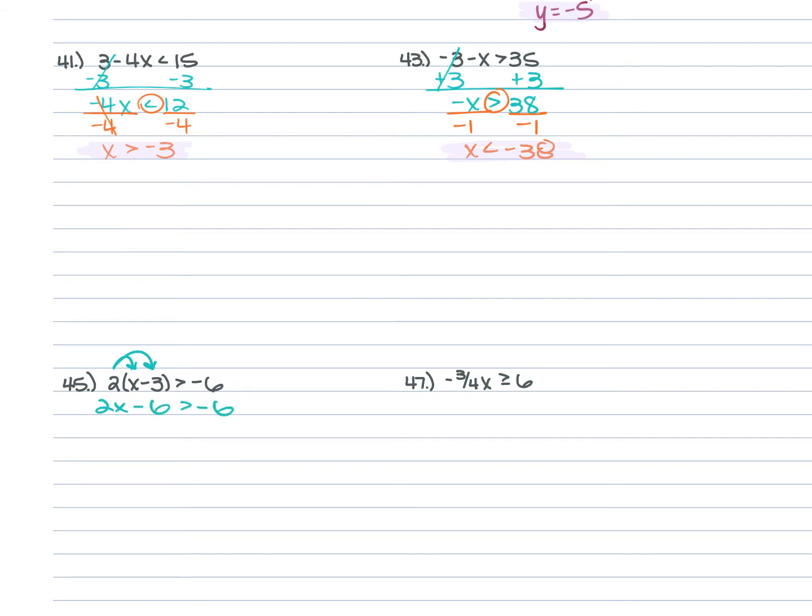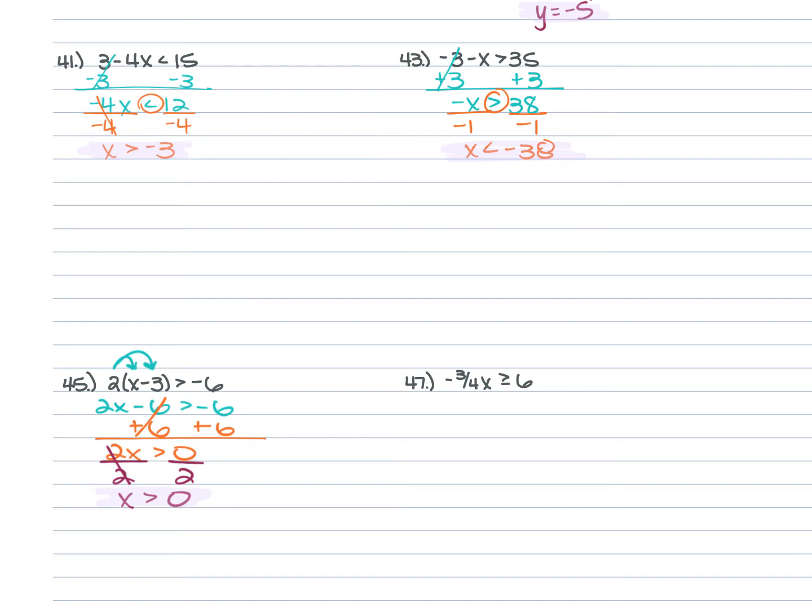So what's going on from here? Add 6 to both sides. So we get 2x is greater than 0. Now what? So x is greater than 0. Again, that's all I want. I don't care about anything else.